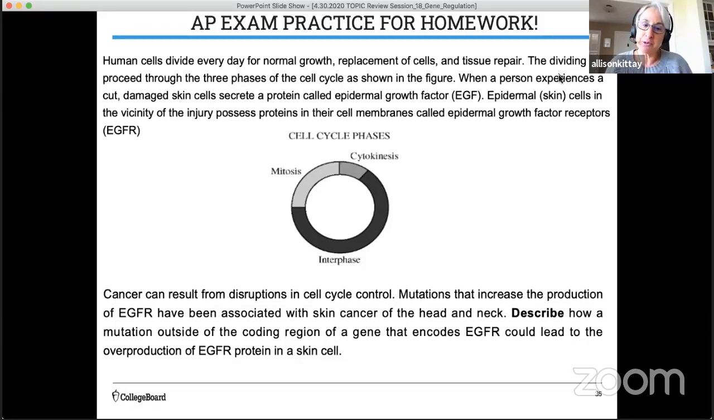Cancer can result from disruptions in the cell cycle control. Mutations that increase the production of EGFR have been associated with skin cancer of the head and neck. Describe, that's your task verb, how a mutation outside of the coding region of a gene that codes for EGFR could lead to the overproduction of the EGFR protein in a skin cell. So this is going to have you put together some lessons on cell cycle regulation and control, and also think about the expression and regulation of eukaryotic genes. Okay? So again, that will be your warm-up tomorrow.